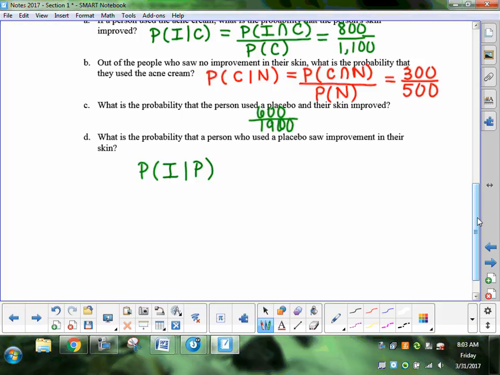So looking at this, I would say my numerator is going to be the number of improved and placebos that we had, all over the probability of the placebo. What would we get for this? Hands up, please, when you can tell me what your answer is going to be. Great.